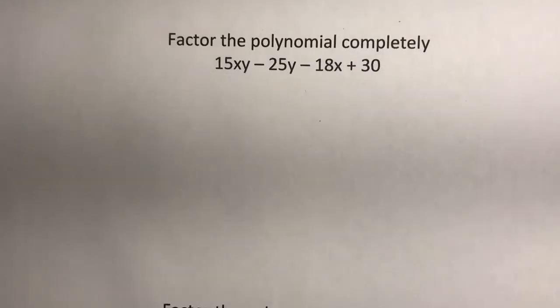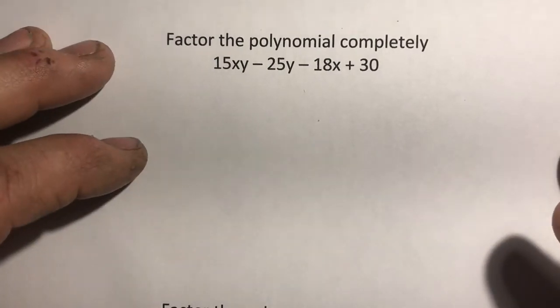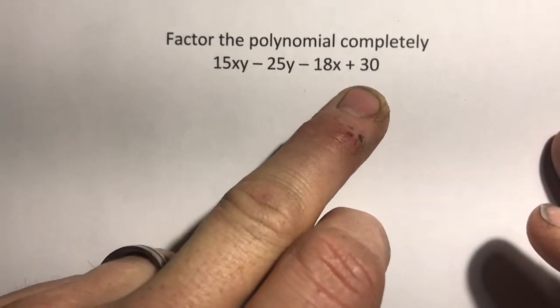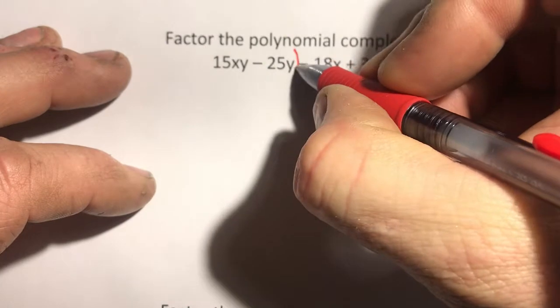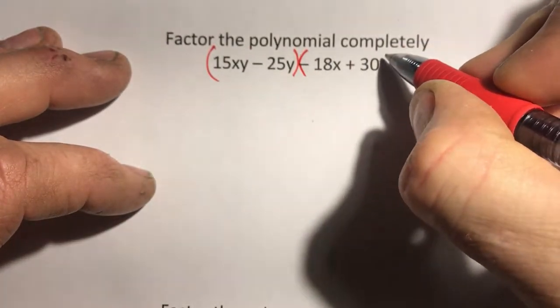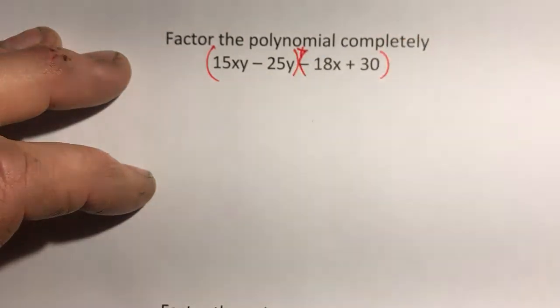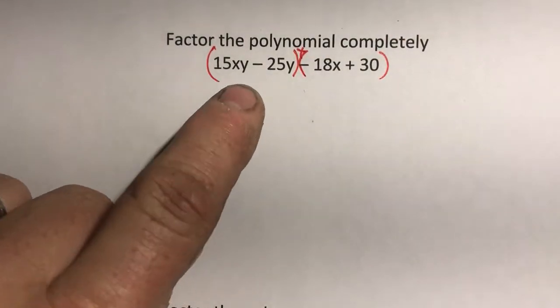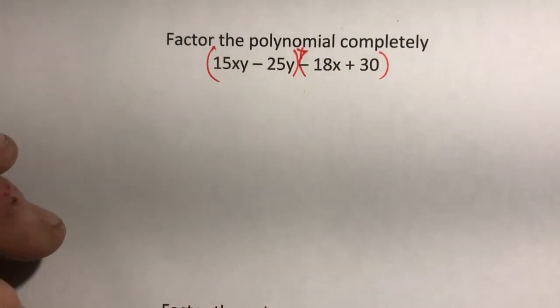All right, we've got a few more. Factor this one completely, and here's one again that has two variables. So I'll put these two grouped together, and then since that's a minus, I've got to leave it with the 18. I'll put my little plus in there. So it's this one plus this one.